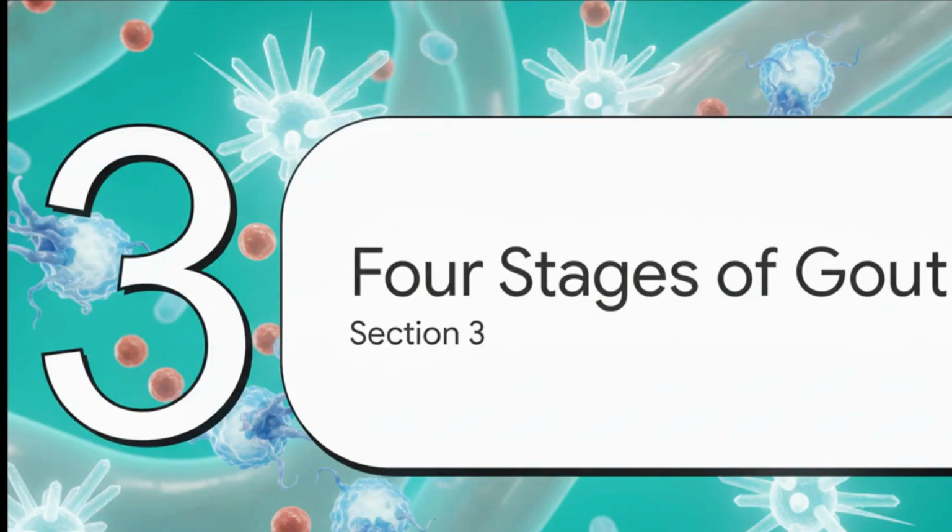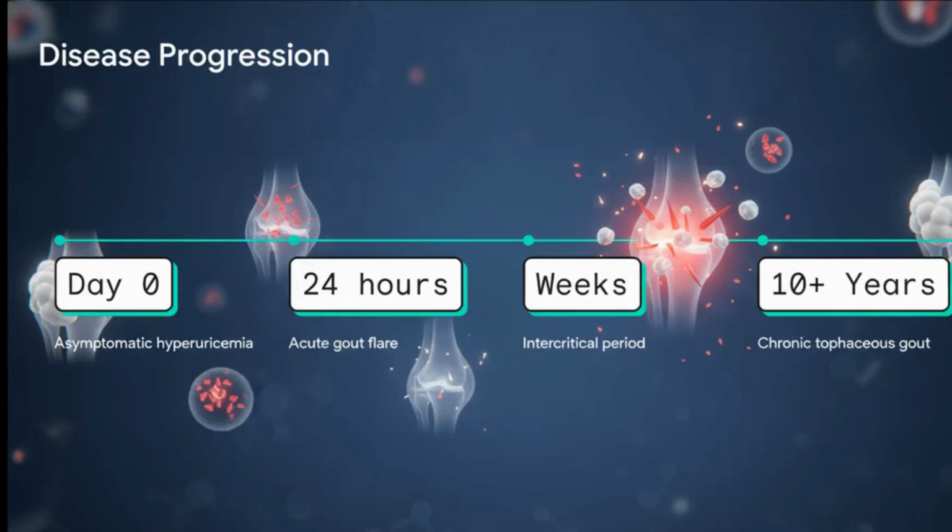Section 3. The 4 Stages of Gout. Let's move ahead and see how this builds. Now that we know exactly how the weapon is forged, let's look at how the battle actually plays out over a patient's lifetime. You see, gout isn't just a sudden one-off event. It's a chronic, progressive disease.